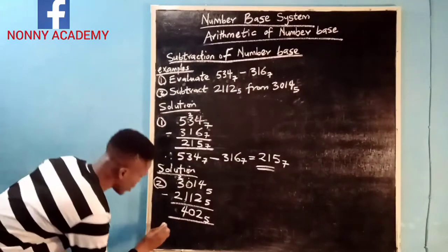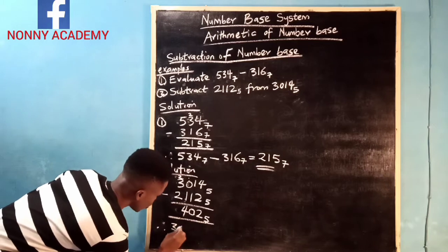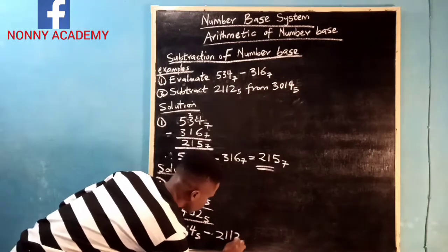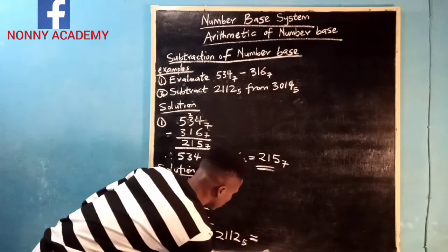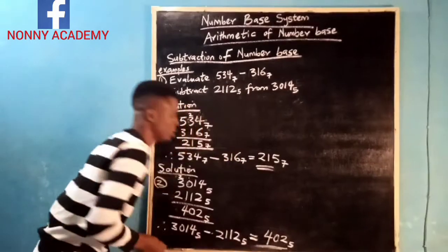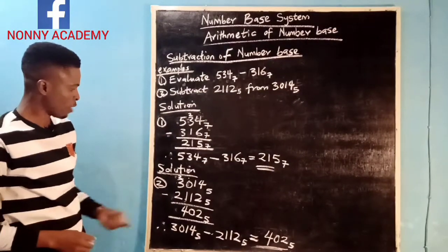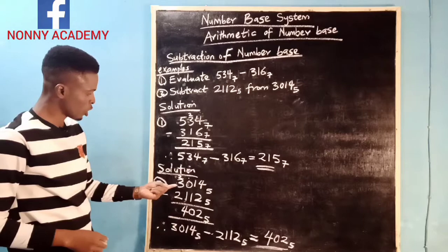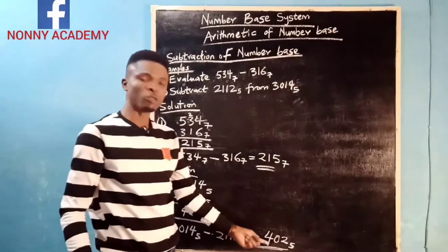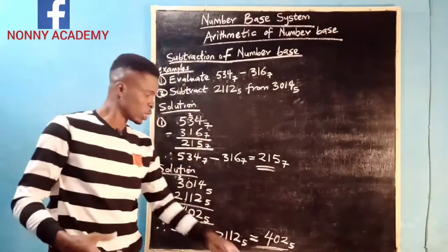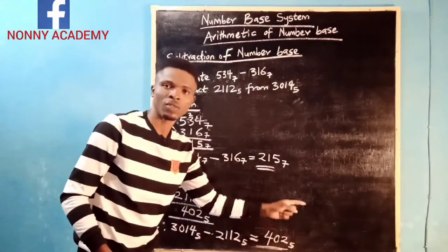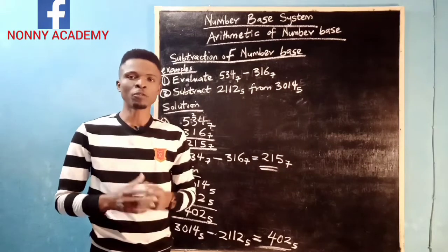So now, my final answer will be 3014 base 5 minus 2112 base 5 is equal to 402 base 5. This is my final answer. Now, I have successfully evaluated 3014 minus 2112, both in base 5, to give me 402 base 5. If you take a good look at this answer, you will notice that all the digits involved are all less than the base.